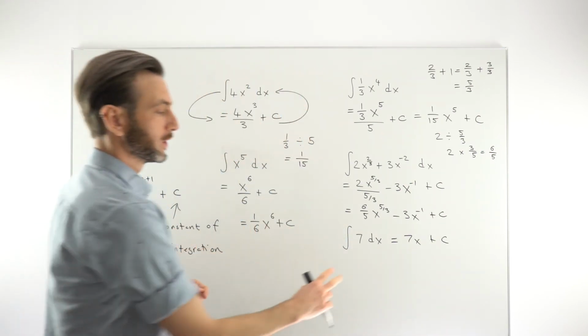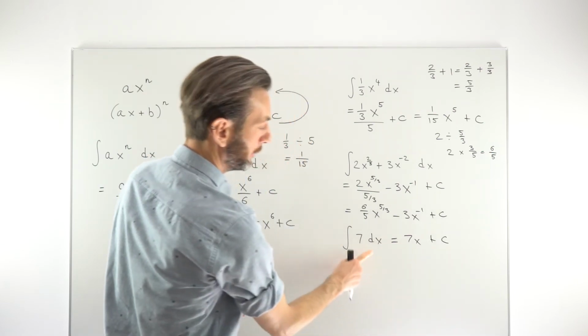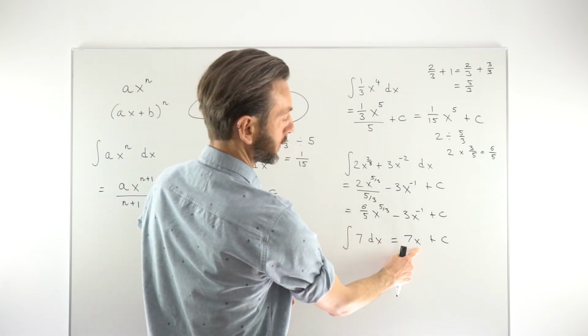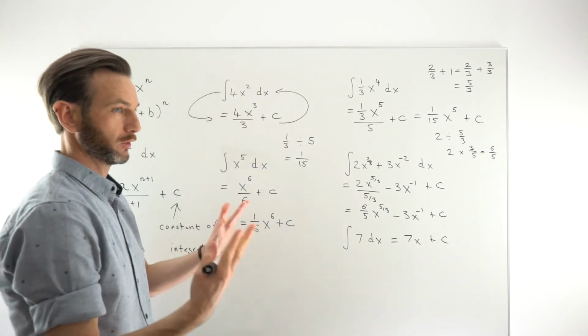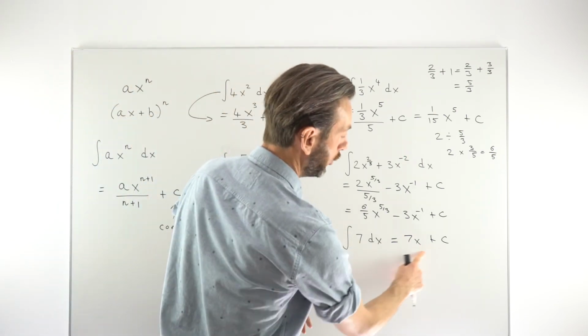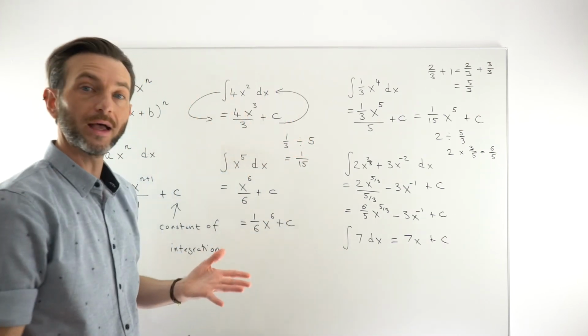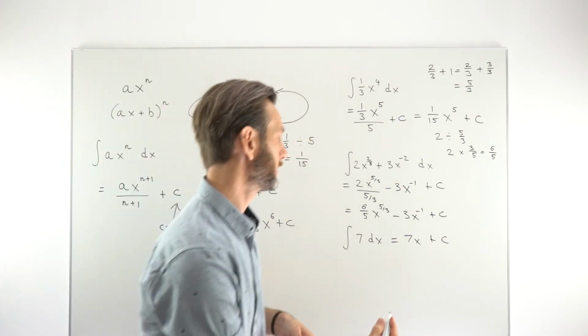If that's true, then if we differentiate this, we should get back to this. And if you differentiate 7x, you do get 7. If you differentiate c, some number, some constant, you get 0. So differentiating all of this would give you that. So that is true by that definition of antiderivative.